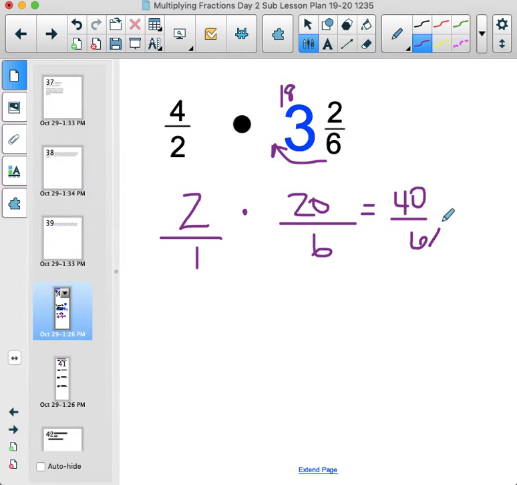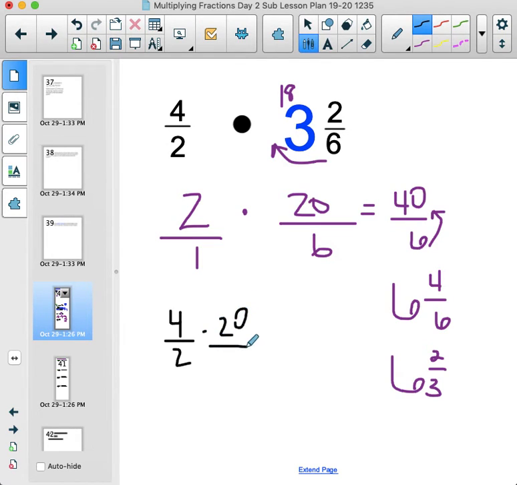If you simplify that, 6 goes into 40 6 times with 4 out of 6 remaining, which is the same as 6 and 2/3. Now, if you didn't see that, you would have gotten an answer like this. 4 over 2 times 20 over 6, which would have been 80 over 12. You still would eventually have gotten to the right answer, like maybe I divide 80 by 2 and 12 by 2, and you would have ended up right here.